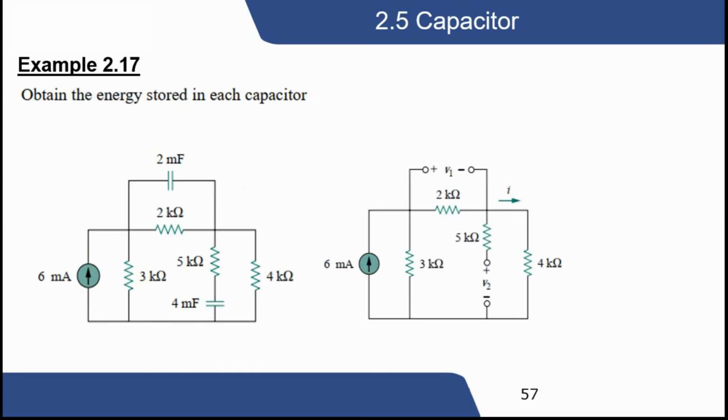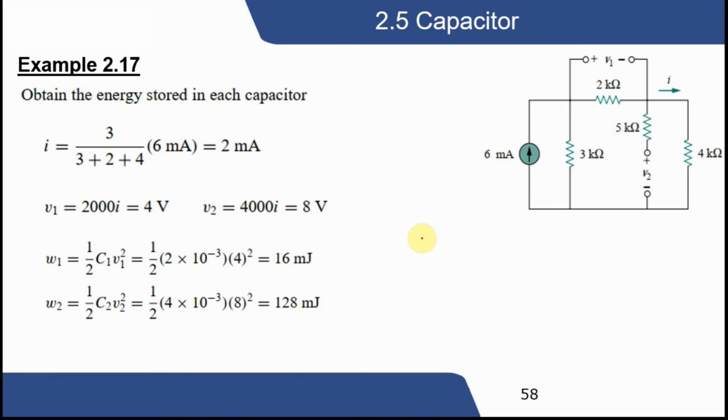In the next case, we have to obtain the energy stored in each capacitor. We have the current source and the capacitor. So how to calculate the energy? First, as we said, the capacitor is considered as open in a DC circuit. So we have the voltage across this one, which is V1, and this is V2. With these opened, the circuit becomes this resistance in series with this resistance, in parallel condition.